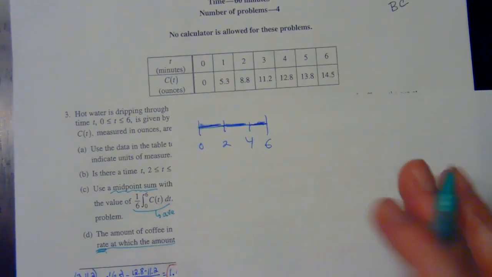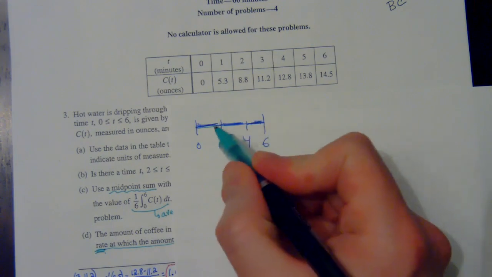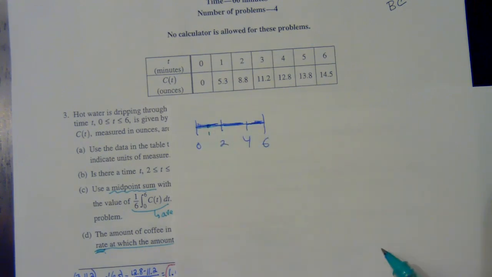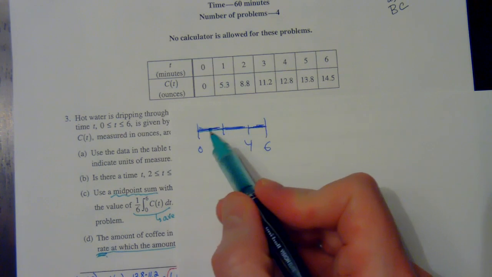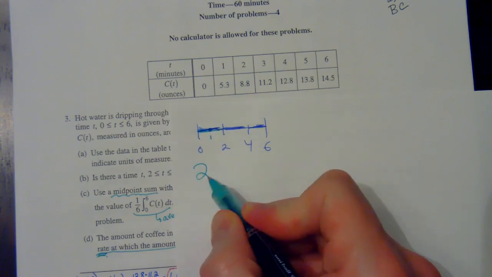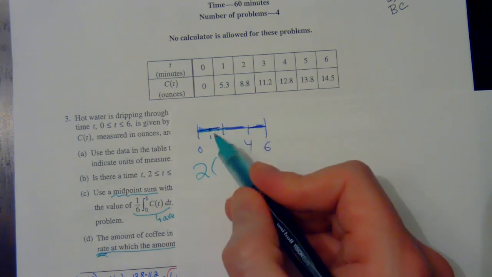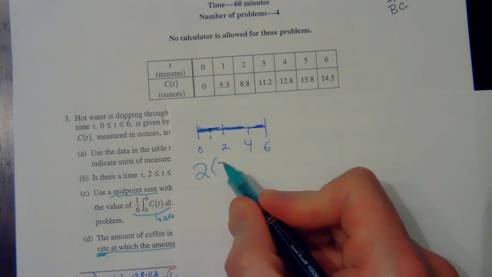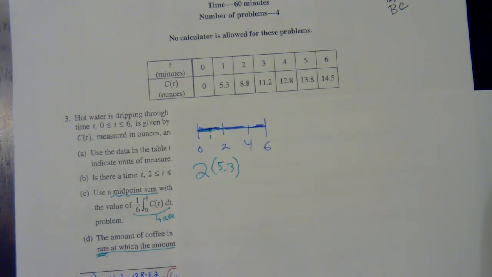I'm just going to go in the middle of those intervals right there, okay? So I'm going to choose 1. That's the height that I'm using. So I know the bottom of that rectangle is going to be 2. And then I've got to use the height at x equals 1. That's going to be the 5.3. And I'll show you with the picture in a second.